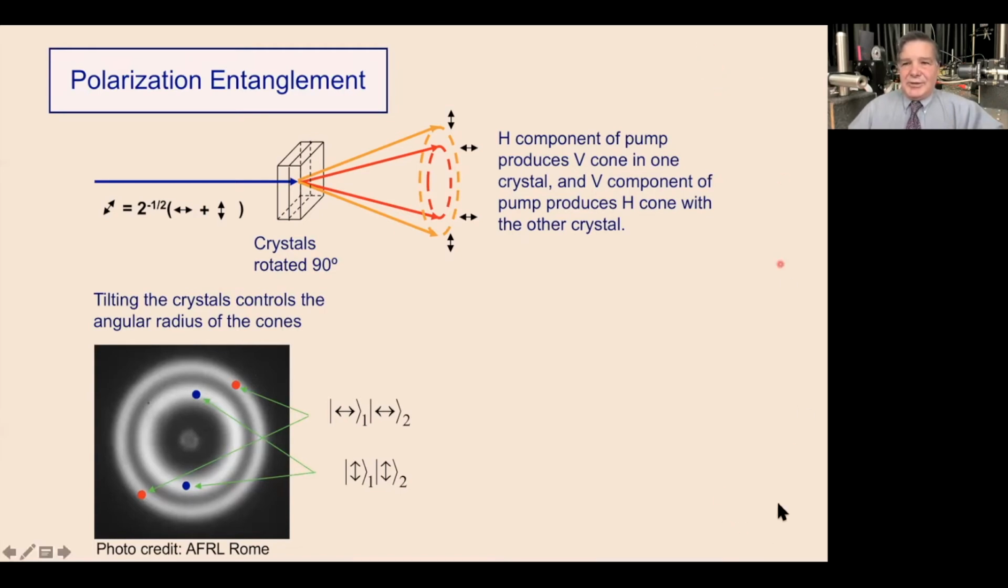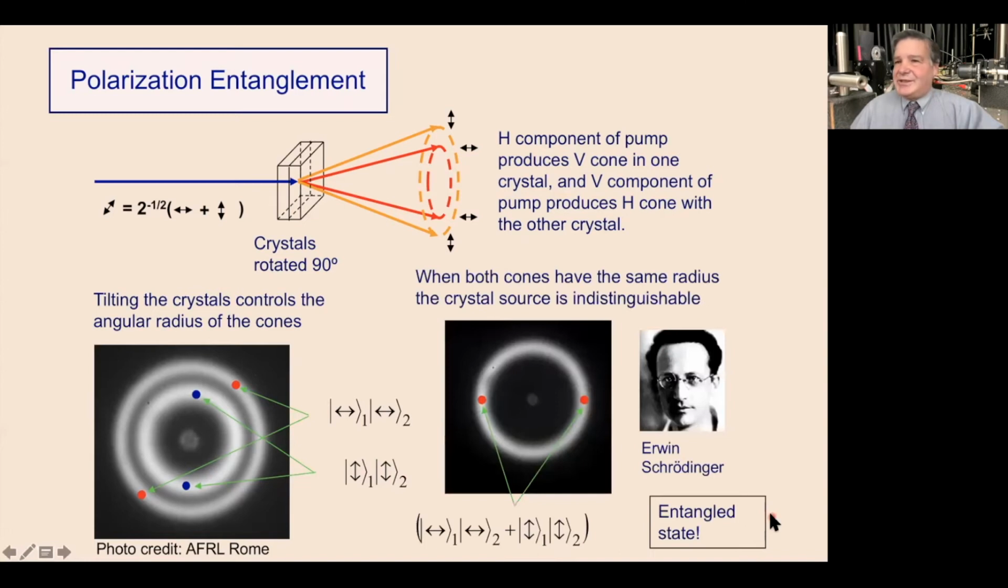Well, what should we do? Well, make them the same. So then here we have it, indistinguishability all over again. If now both rings overlap exactly, we have no way to know from which crystal they were created. So then we have no way to know whether they're both vertical or horizontal.